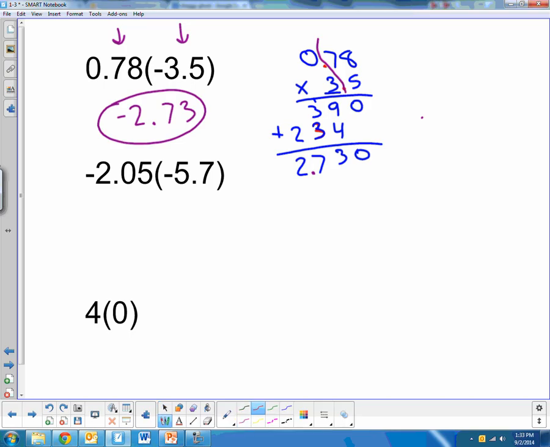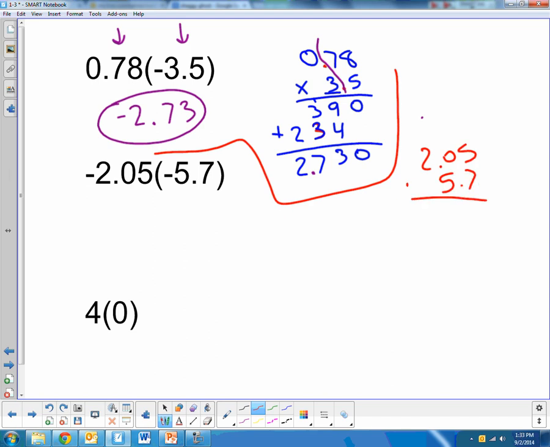Going back then, so I've got a new problem here. I'm going to do 2.05 times 5.7. Again, I'm going to forget about those decimals for a little bit. I'm going to leave them there just because I don't want to erase them. But I'm going to multiply as if they're not there. 7 times 5, 35.